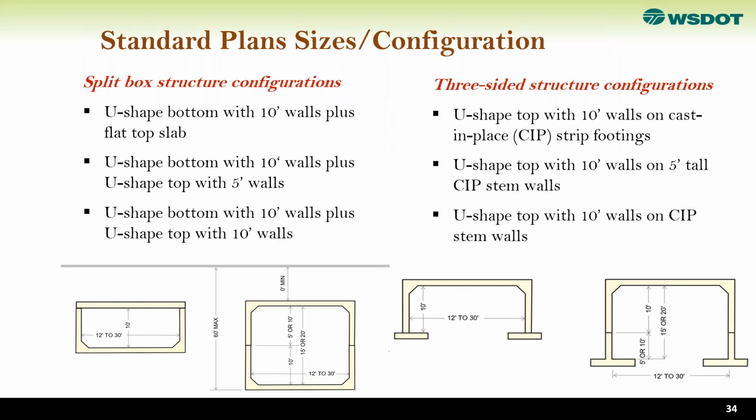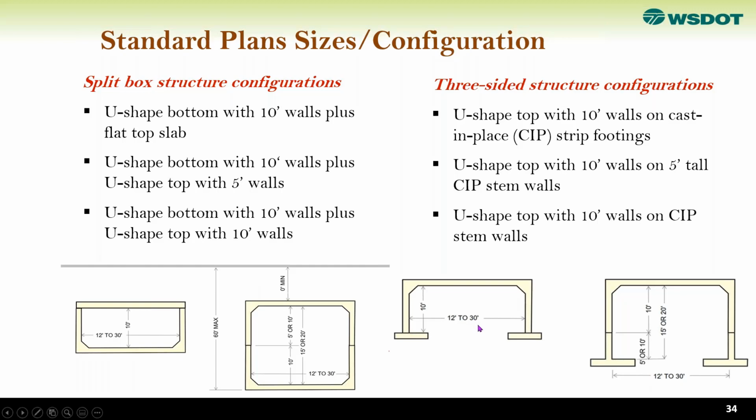So in brief, what we are doing on the standard plans is a split box configuration, as you see in this figure below with the dimensions shown. One is a U-shaped bottom with a 10-foot wall plus a flat slab on top. This is used when the buried structure is exposed directly to traffic or within 2 feet of traffic. Another is a U-shaped bottom with a 10-foot wall and a U-shaped top with a 5-foot wall. This is a 5 or 10-foot, and the other one is with the 10-foot wall.